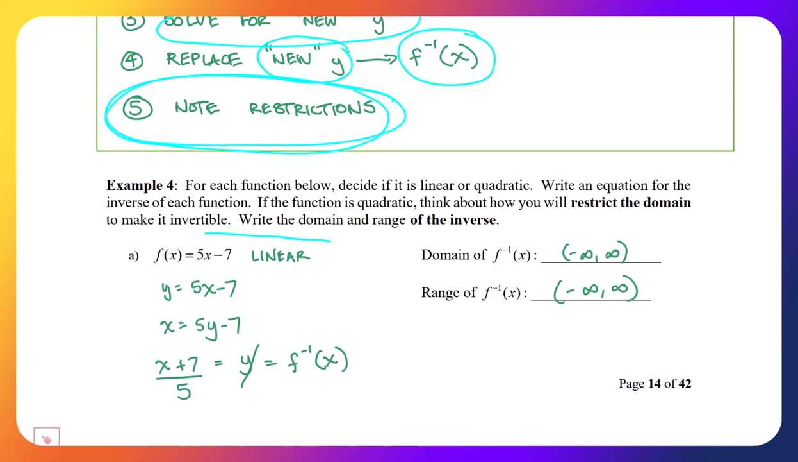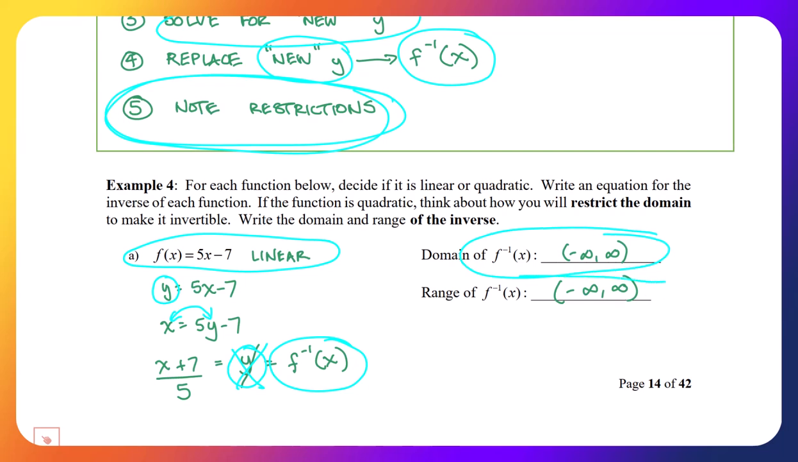So I hope you can see that this function is clearly linear. Replace f of x with y, switch x and y, solve for the new y, and then replace that with f inverse of x. It's a line, so all lines go forever left and right, and all lines go forever up and down.